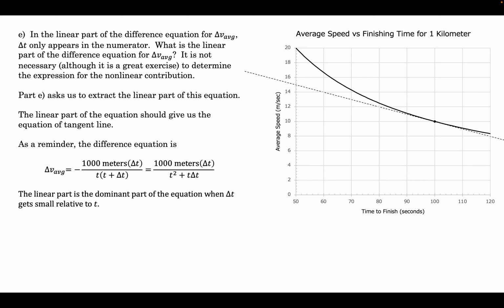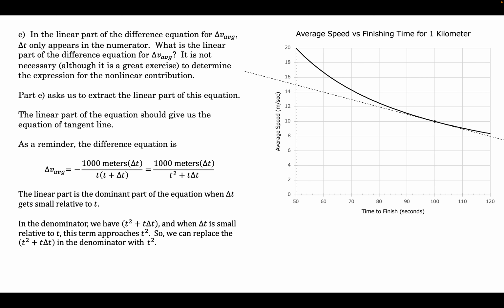The linear part is the dominant part when delta t is small, because we want the equation of the tangent line. So delta t, the run here, is very small because we're effectively looking at a point. So if we add a small amount to t squared, it's not going to change it. So we're going to get the linear part where we say, look, we can ignore the t delta t relative to t squared. And we get that.